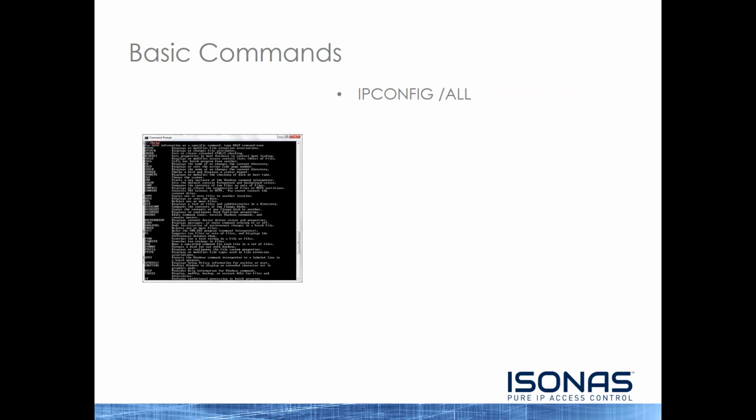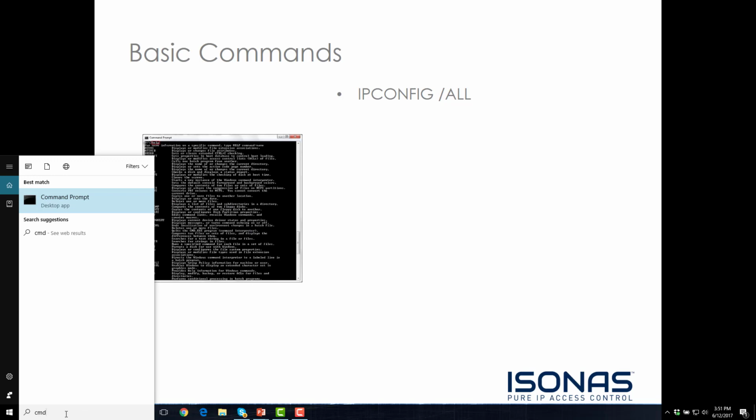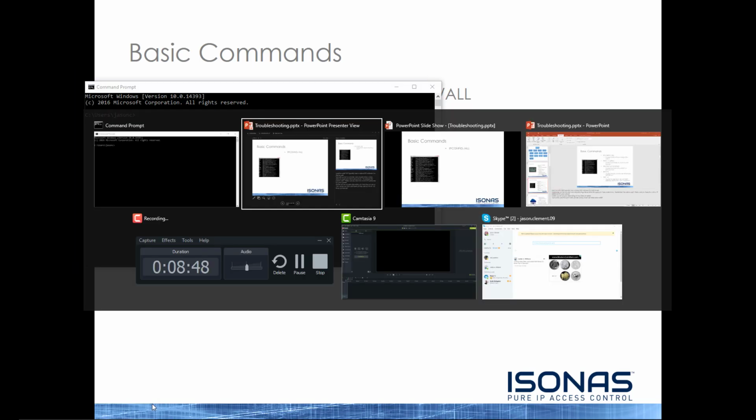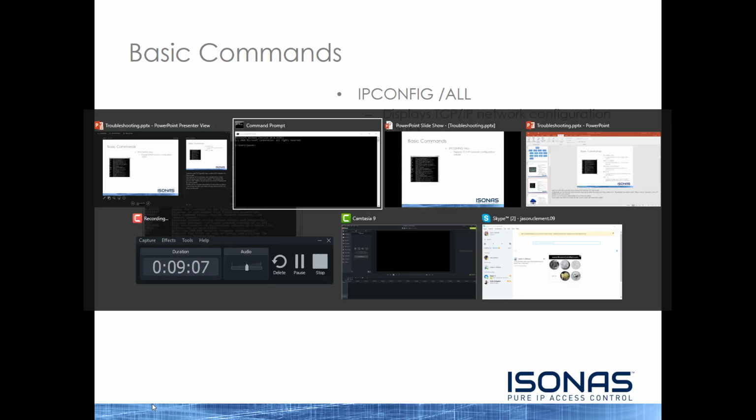Basic commands in a command prompt. Here in Windows, if I just hit the Windows button, go to my search bar, type in CMD, bring up a command prompt. The first one we'll take a look at is ipconfig/all. Displays TCP/IP network configuration values.